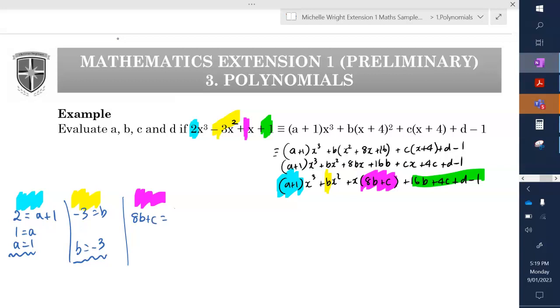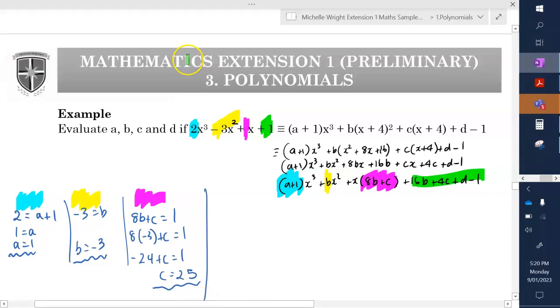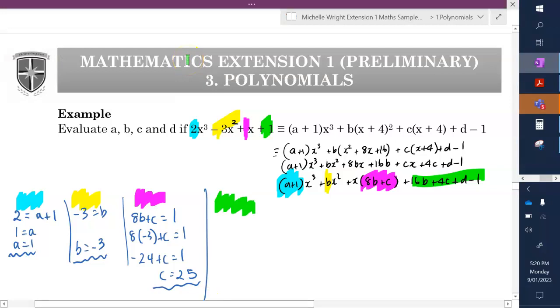is equal to 1. Now, I know what my b is, so it's going to be 8 times minus 3 plus c is 1. 8 3s are 24, so minus 24 plus c is 1. I'm going to add 24 to both sides, so c is 25. Lucky last, let's do the green one.